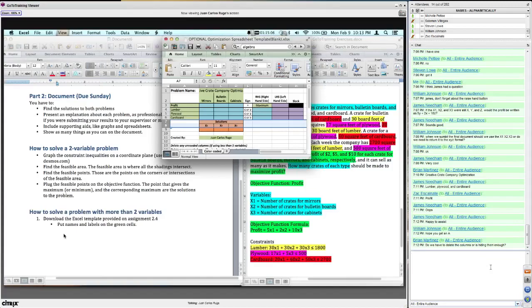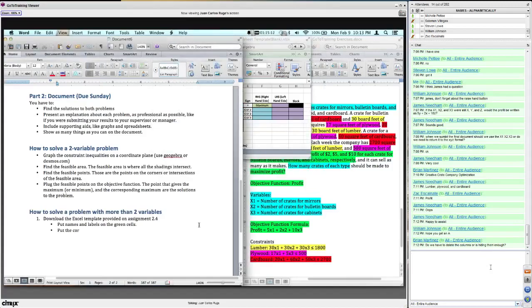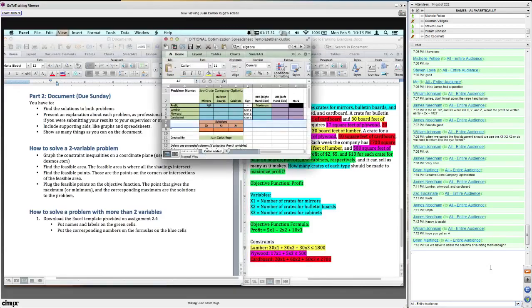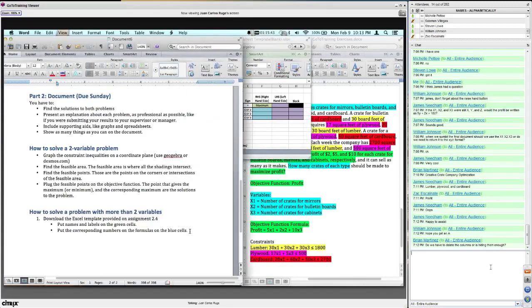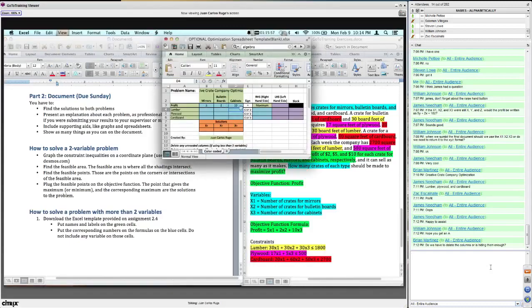Okay, now, next part. Put the corresponding numbers on the formulas, on the blue cells. So, what formulas do we have? We have the profit formula. So, what are the numbers for the profit? 5, 2, and 10. One thing I hope I don't forget: do not include any variable on those cells. So only 5, 2, and 10.